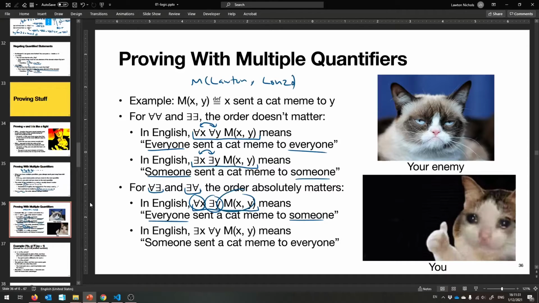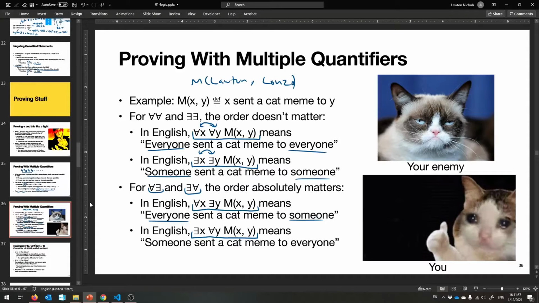Okay, because you're having to show this inner statement. This is saying that everyone sent a cat meme to someone, because first, X ranges over all the people, and then all the senders, and then there's at least one person that received a value from that particular sender. Okay, hopefully that's making some sense. Please come to office hours, please yell at me if it's not. This is what I want to get through to you.